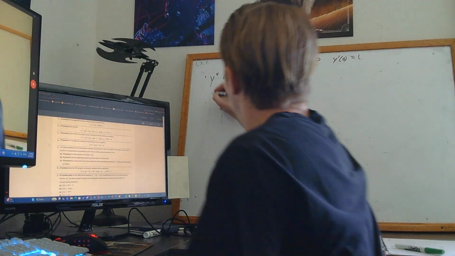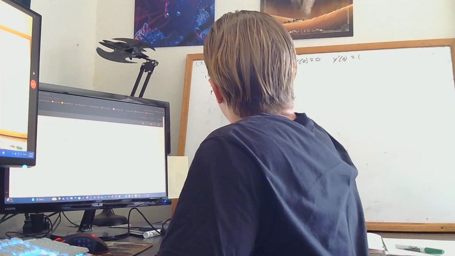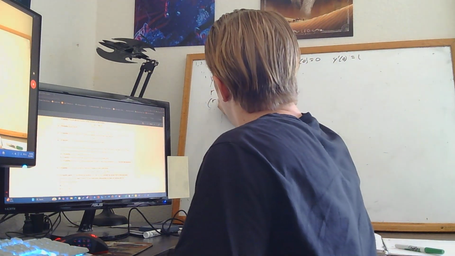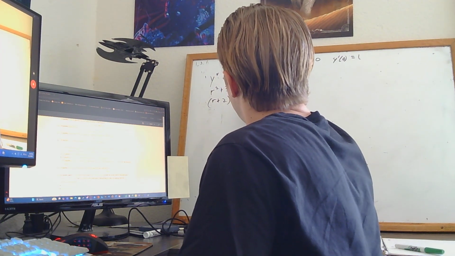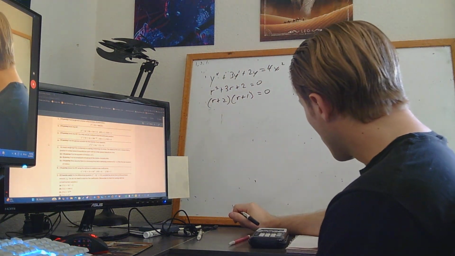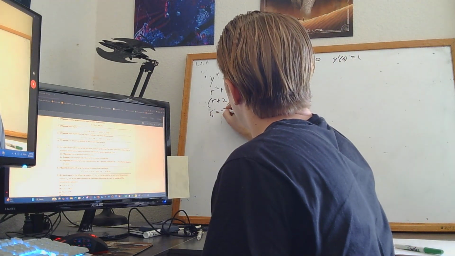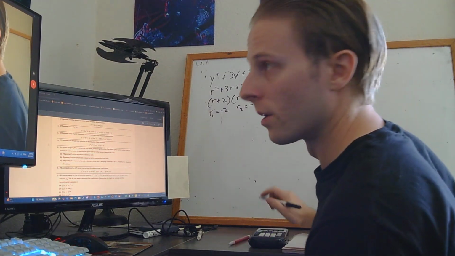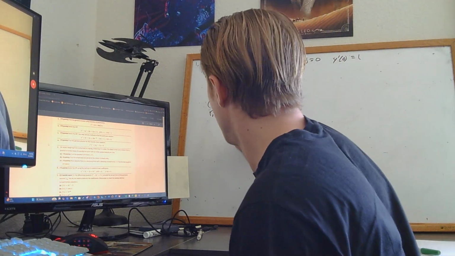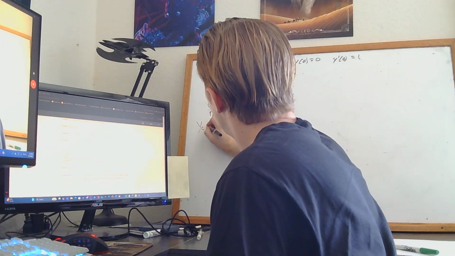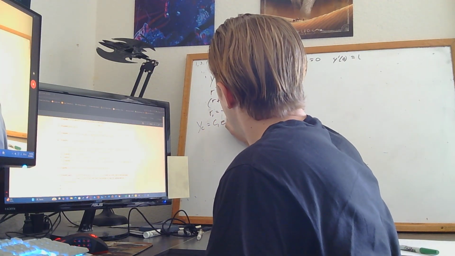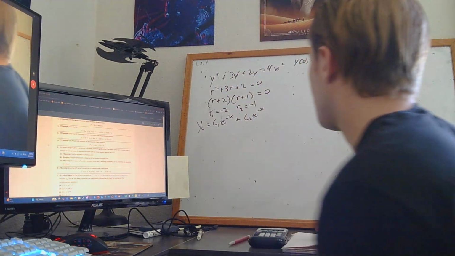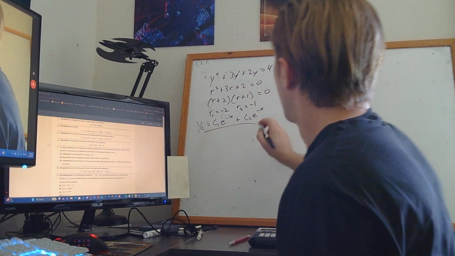Alright, so we'll solve for y sub c first. R squared plus 3r plus 2 equals 0. What does that factor to? R plus 2 times r plus 1, right? Yeah. R1 equals minus 2, R2 equals minus 1. Okay, so it's going to be case 1 of the distinct real roots. So y sub c equals c1 e to the minus 2x plus c2 e to the minus x.